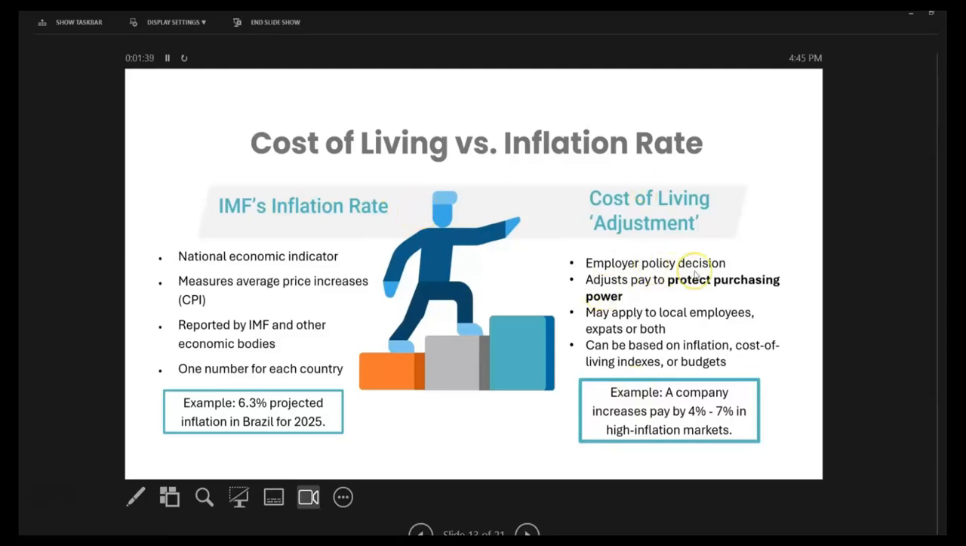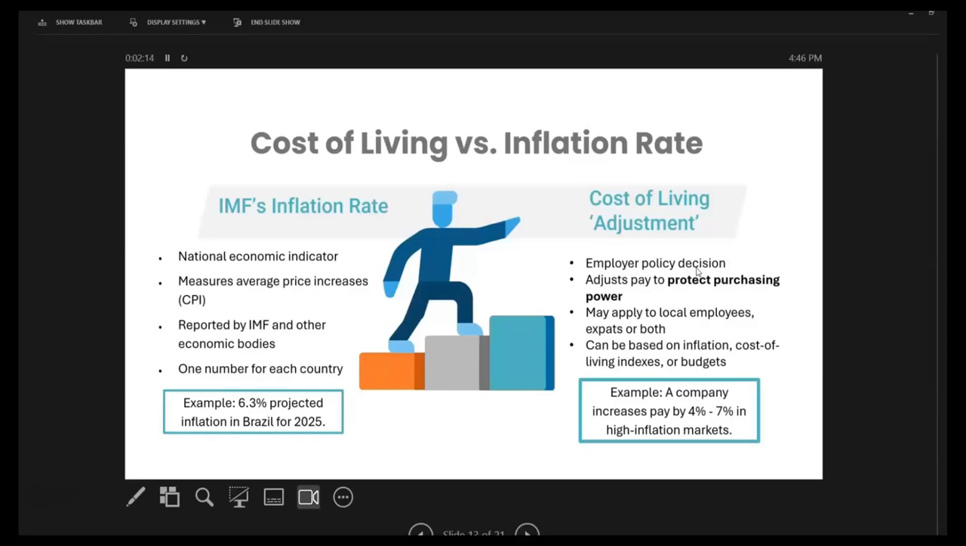The adjustment is the employer's decision, and it could be based on inflation, and it can also be based on many other factors, such as what is the company policy when someone relocates, what is the policy overall for handling increases in cost of living. The intent for the cost of living adjustment is to protect the employee's purchasing power. We don't want someone decreasing over time.